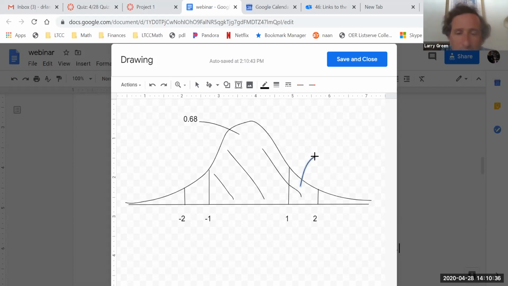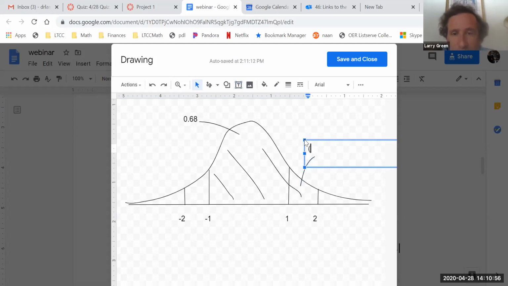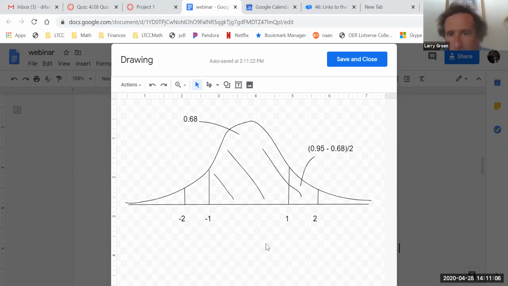I know one group had this idea: if we go -2 to 2 and subtract -1 to 1, that'll give us both the left and the right of these little wedges. We want half of that, so we divide by 2. So now let's do that. That is going to be 0.95 minus 0.68 divided by 2. Any questions at all on the picture? Little symmetry piece.